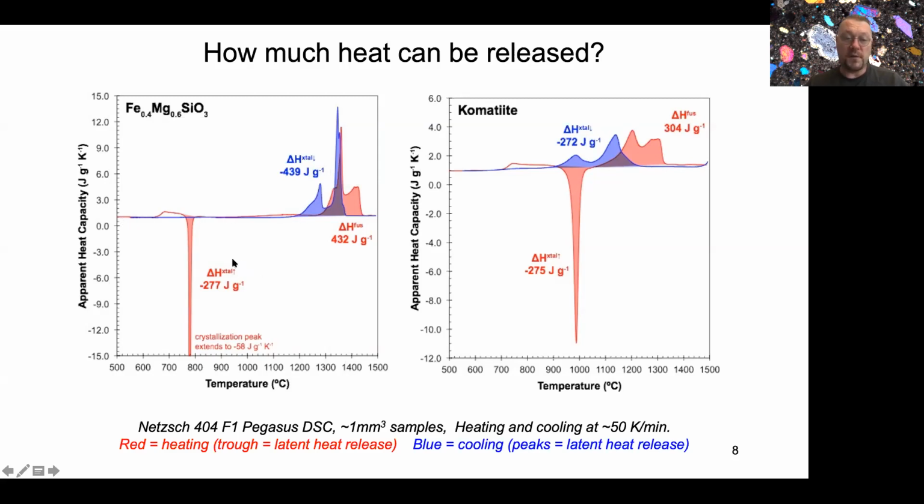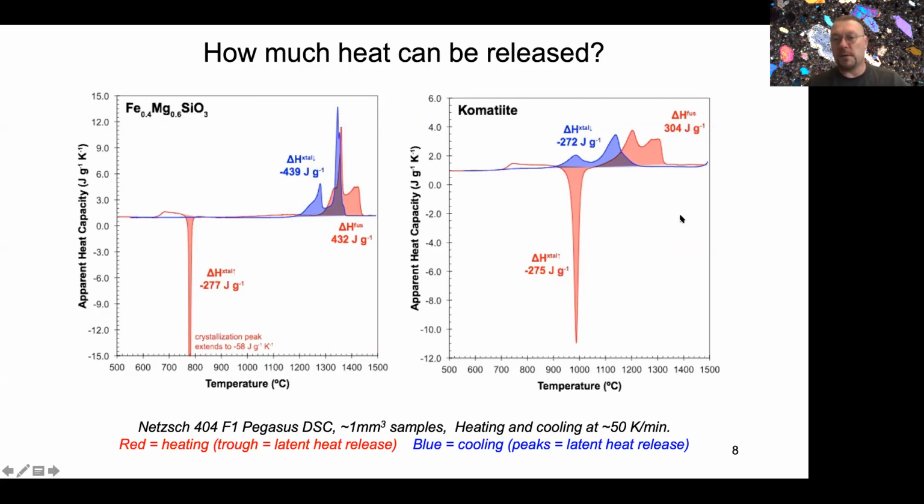One thing you'll notice is that the enthalpy of crystallization at low temperature is much less than the enthalpy of crystallization at high temperature. And this is as it should be, because the heat capacity of the liquid is higher than that of the crystals. So actually the enthalpy of crystallization or melting is itself temperature dependent.